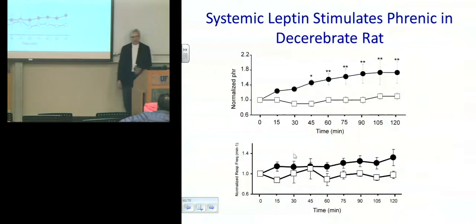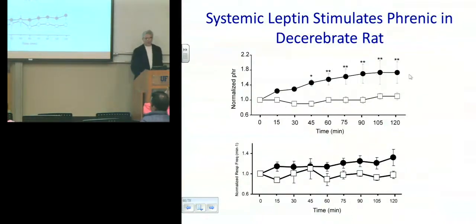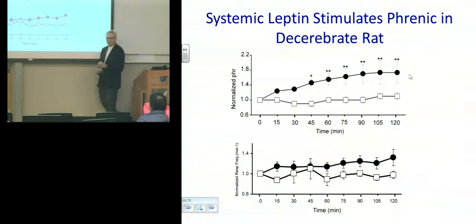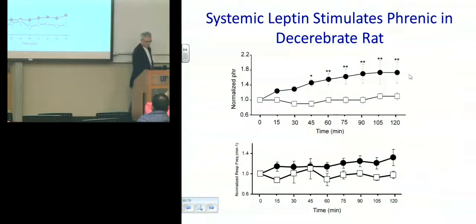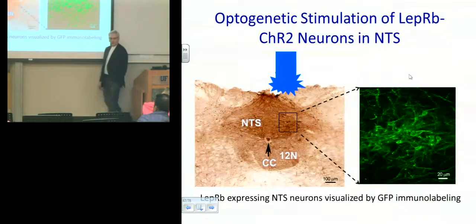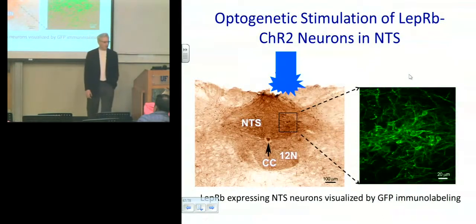And if you do the repeat experiment where you give systemic leptin, you still get about the same increase in minute ventilation that you got in the other group of animals that had an intact forebrain. So it suggests that the hypothalamus at least isn't required for this response. So obviously NTS is a target, so we did a little optogenetics.